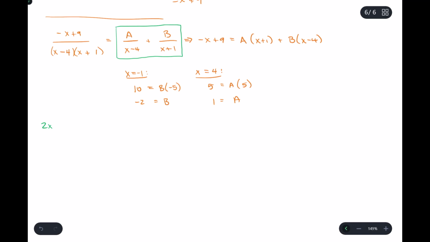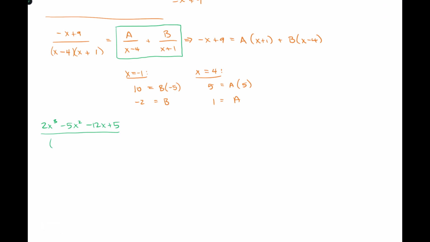So if you wanted to decompose 2x cubed minus 5x squared minus 12x plus 5, and I'll write this in the factored form, so that was x minus 4 times x plus 1. If you notice that the numerator is a higher degree than the denominator, then the difference in degrees would be by 1.